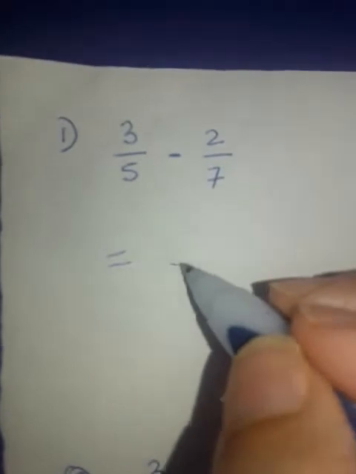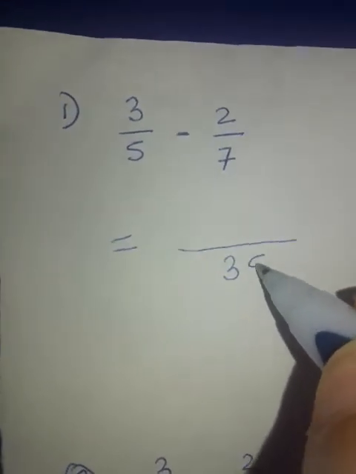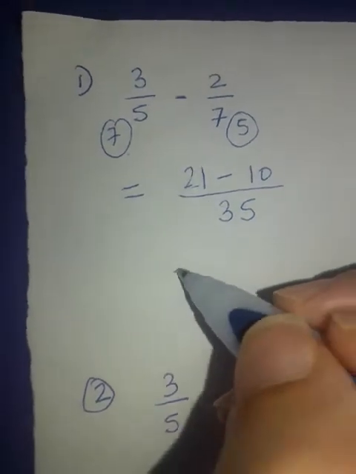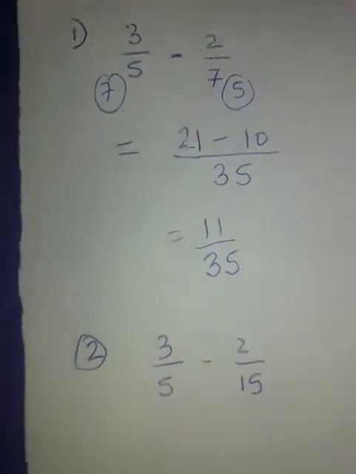Now let us solve some subtraction sums. There also we are going to follow the same procedure. First the LCM and then the subtraction. 5 and 7, their LCM is 35, their product only. 5 sevens are and 7 fives are. 7 threes are 21. Now there is a minus sign. 5 twos are 10. So this will be 11 upon 35.